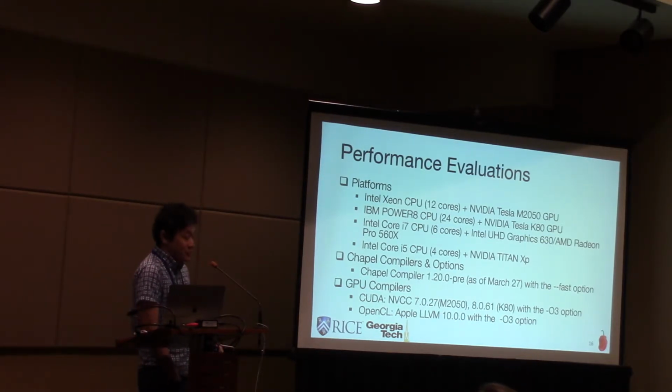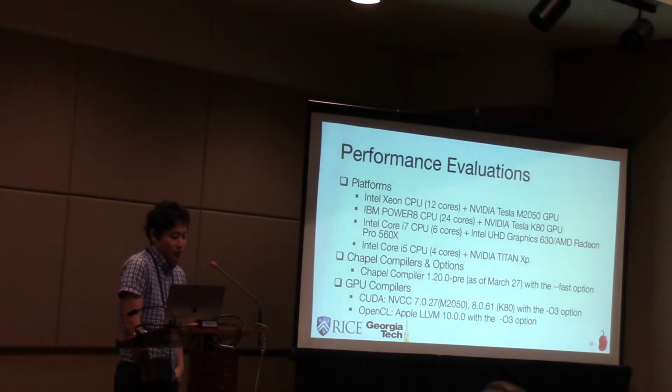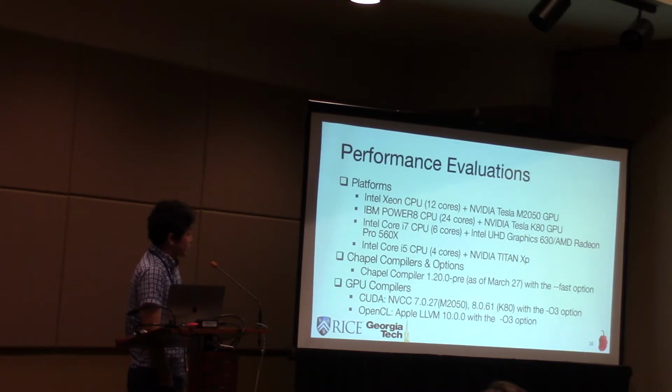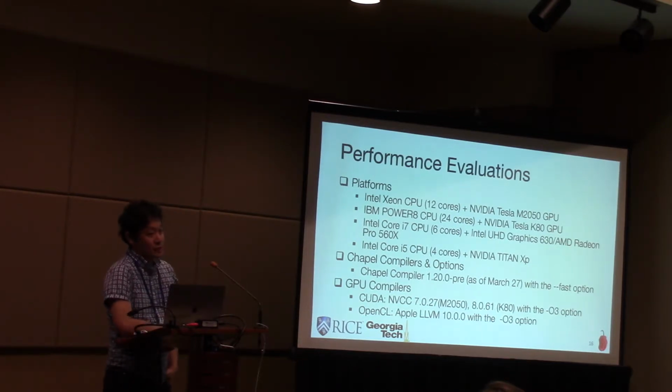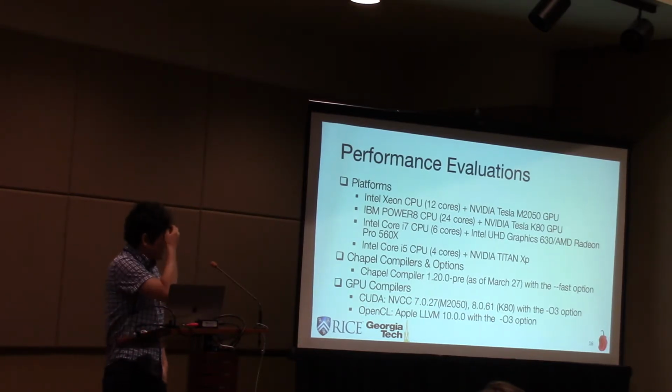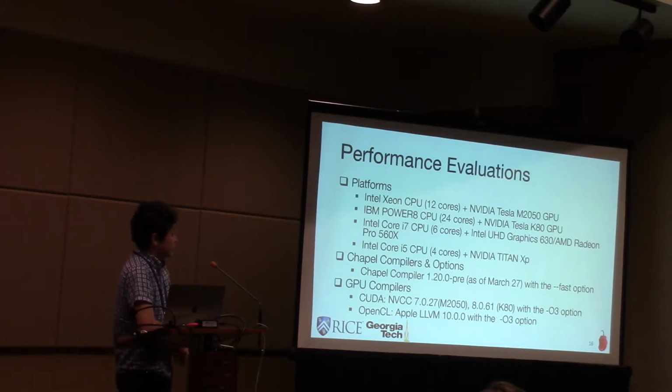Okay, let me talk about the performance evaluation. We did a lot of performance evaluation on different platforms: an Intel-based CPU plus NVIDIA-based GPU, and also the IBM system. I also did an evaluation on my MacBook Pro, which has an Intel GPU and an AMD GPU as well. For the Chapel compiler, we used a nearly latest version of Chapel, which is 1.20. For the GPU compiler, we used NVCC, and for the AMD and Intel GPUs, we used the OpenCL version, which is 1.0.